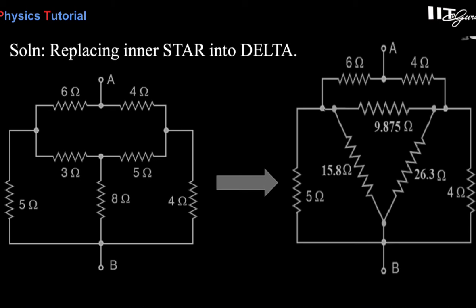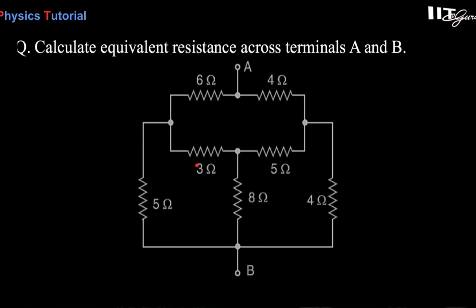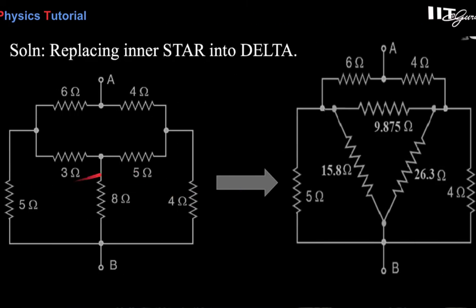So look at the point here. In this position, let's say this point and this point and this point, this will be a neutral point. So 3, 5 and 8, which is in a star, we are converting into delta. This star converts into this delta, and in this way we get the value of 9.875. Now you are able to solve this, replacing the inner star with delta.